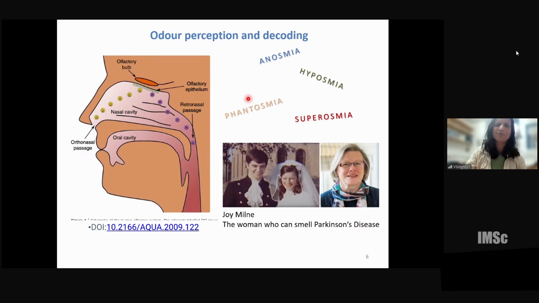Before we move on, I also wanted to describe another condition called phantosmia, when you think you smell something when the smell is not present. And this phenomenon is not really well understood.